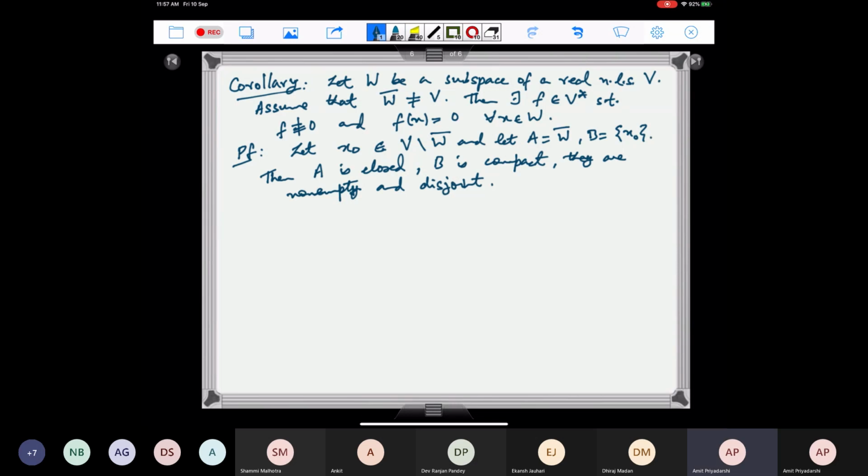Also, a singleton is obviously convex, and because W is given to be a subspace, any subspace is always a convex set, and if you take the closure of that, that is also convex. So A and B are convex sets.